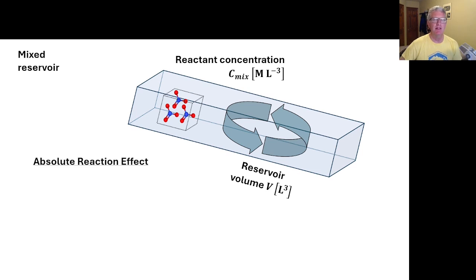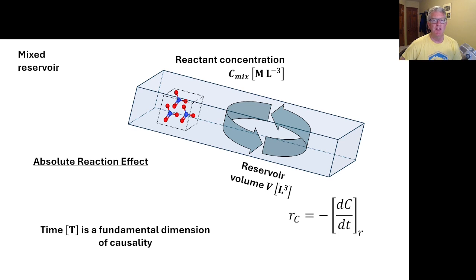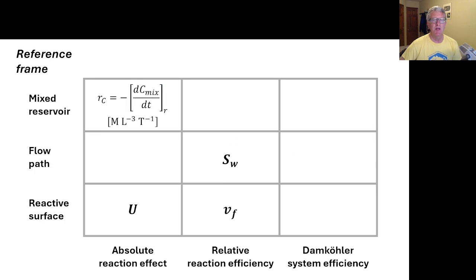To quantify the effect of a chemical process on a solute, we need a new dimension that allows descriptions of the rate of causality. The fundamental dimension of causality is time, and a reaction rate is often defined as the rate of change of a reactant concentration with respect to time. Carrying the dimensions of concentration and time through this calculation defines the dimensions of a reaction rate as a mass of reactant per volume of solution per time. These dimensions illustrate why we might categorize the reaction rate metric as an absolute effect of a reaction on a reactant mass in a mixed reservoir.